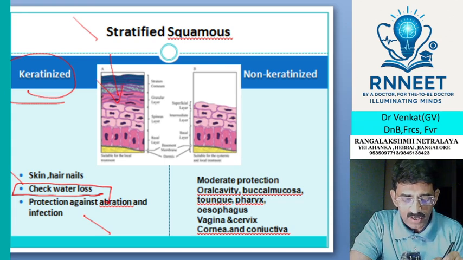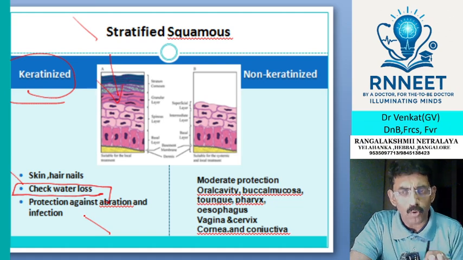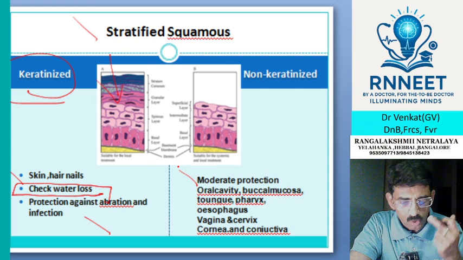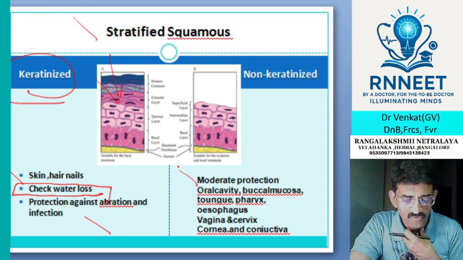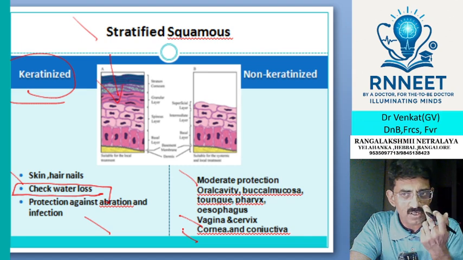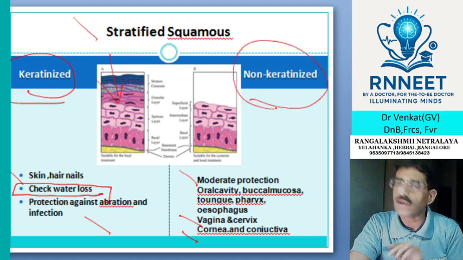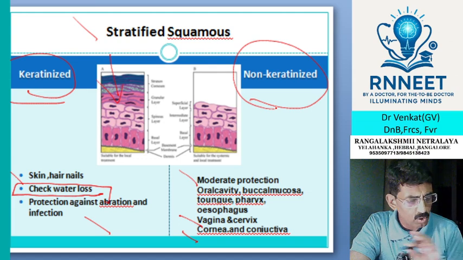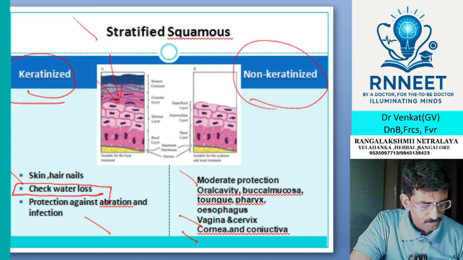Similarly, the non-keratinized does give you protection, but the amount of protection is lesser. That is why all the mucosa, as we said, the pharynx, all of that, including the vagina and the cervix and the cornea and the conjunctiva, are all non-keratinized. So it is easy for you to differentiate where it should be keratinized or not keratinized.